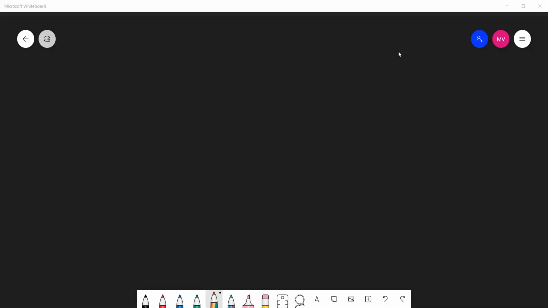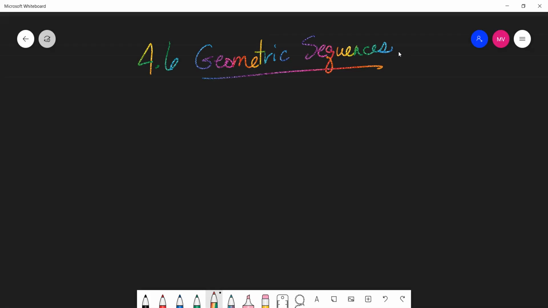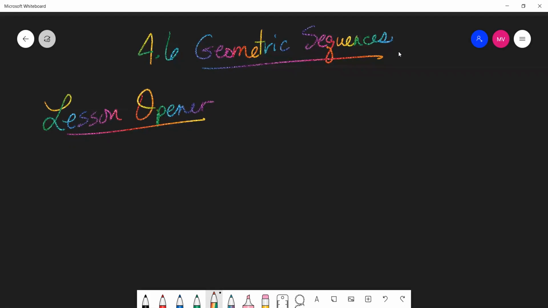Okay, so we are starting 4.6. Now we are moving on to geometric sequences. I would say they're different. I wouldn't necessarily call them harder. I'd call them different. All right, this is just a lesson opener though. This is not in your books, and it's up to you if you want to write it down. It's just, again, we're reviewing the building blocks here.